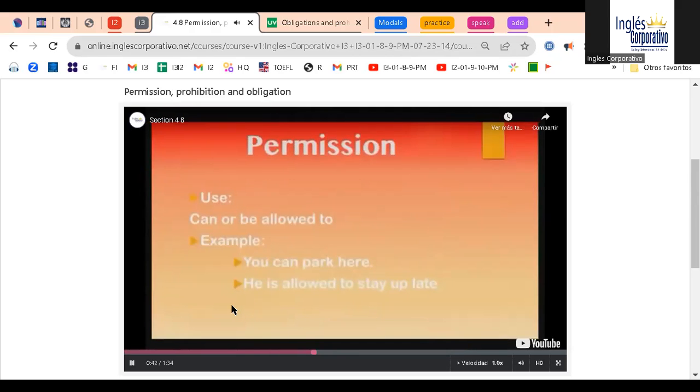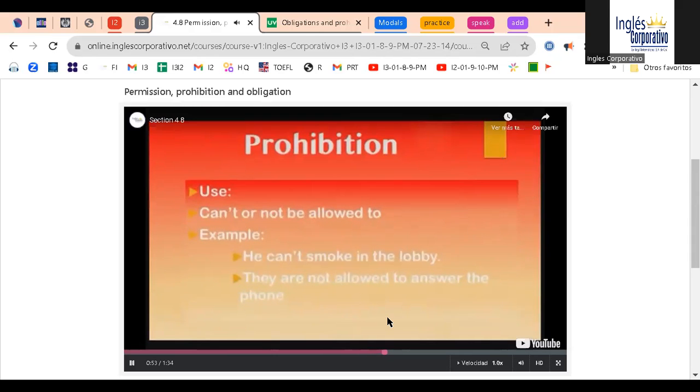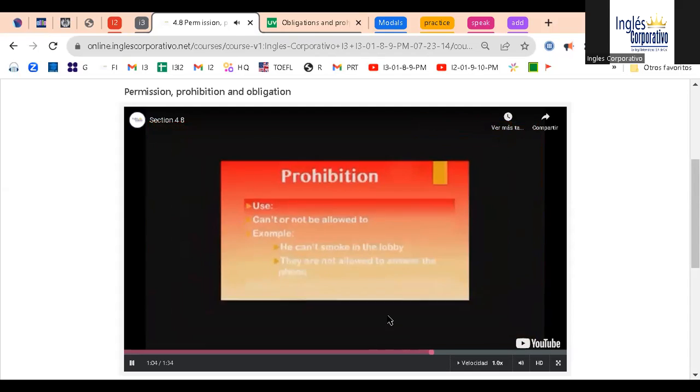When we talk about permission, we will use can or be allowed to. For example, you can park here. He's allowed to stay up late. We will use can't and not be allowed to for prohibition. He can't smoke in the lobby. They're not allowed to answer the phone. If you notice, it's the opposite of our permission usage.